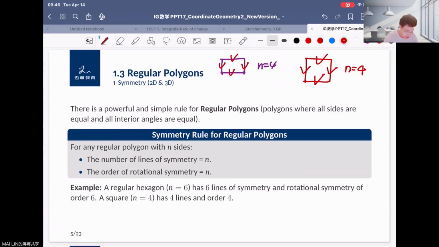If you want to draw a hexagon, like here, that is a hexagon. So one side, two sides, three sides, fourth, fifth, and sixth. That is a hexagon. So we can say a hexagon always has n sides right here.